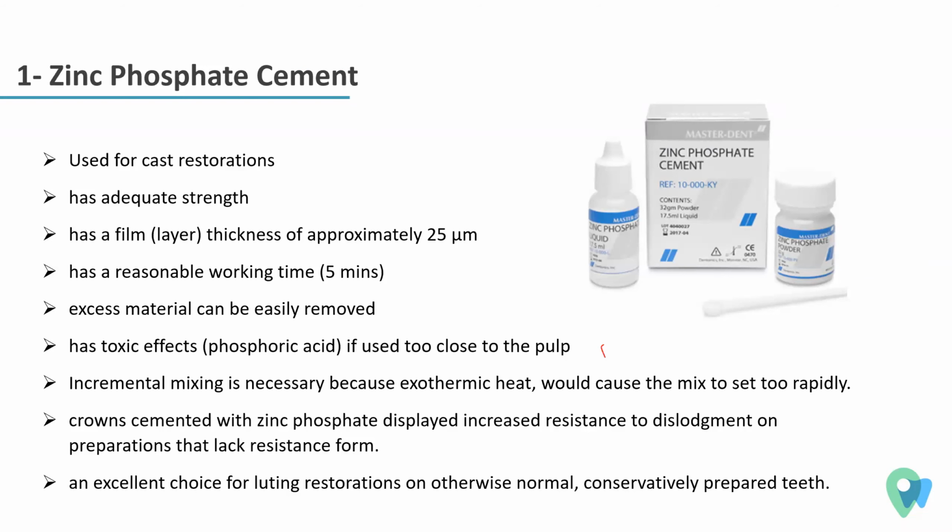Zinc phosphate cement. It's used for cast restorations, has adequate strength, has a film layer thickness of approximately 25 micrometers, and has a reasonable working time of around 5 minutes. Excess material can be easily removed. It has toxic effects from phosphoric acid if used too close to the pulp. Incremental mixing is necessary because exothermic heat can cause the mix to set too rapidly.